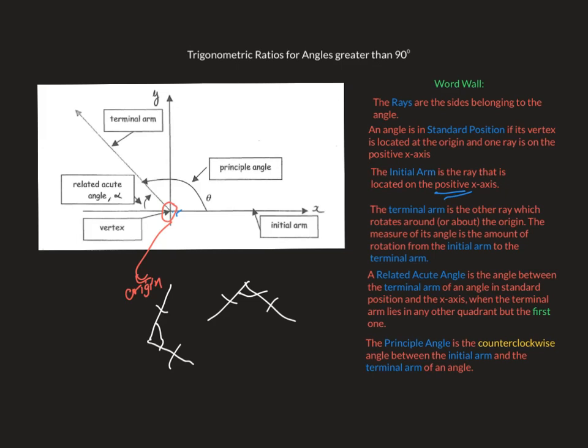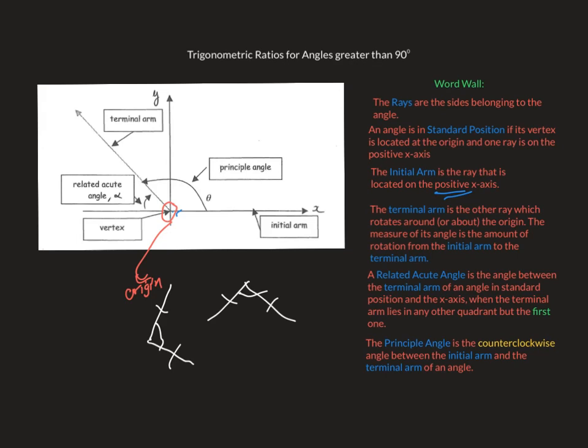And finally, we look at the principal angle, and I talked about this earlier. The principal angle is when you measure from the initial arm all the way to your terminal arm in a counterclockwise fashion. That will get you your principal angle.